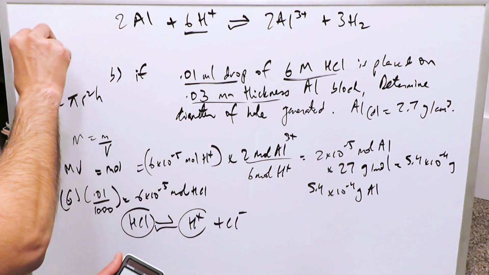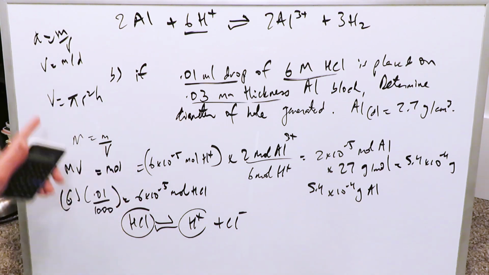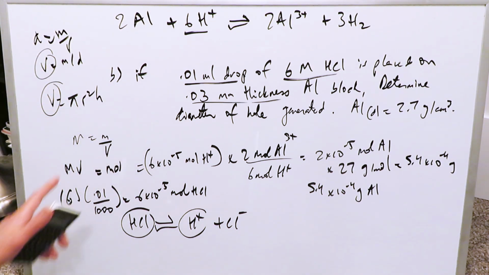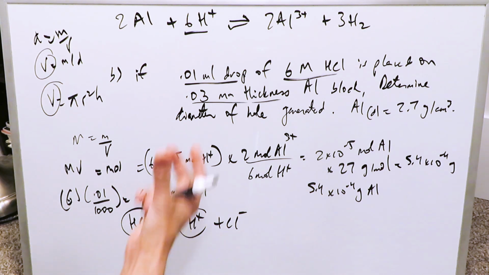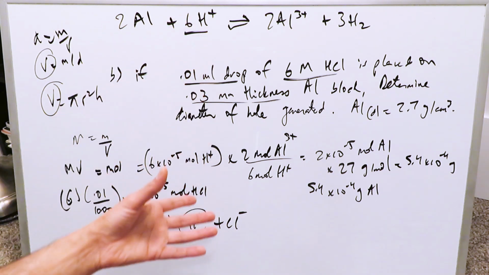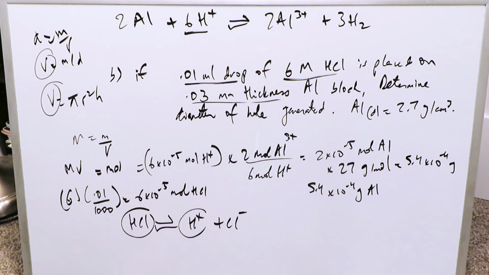You know density is always equal to mass over volume, or volume is equal to mass over density. I want to get the volume of aluminum because I want to get the volume into this formula, because I know that hydrochloric acid is going to go through that aluminum foil and perforate a hole. A three-dimensional foil with a certain thickness will generate an imprint of a cylinder, and that's exactly what we're looking at.